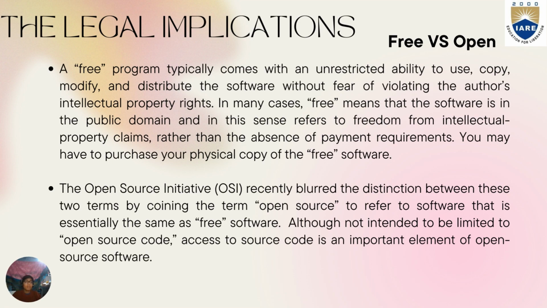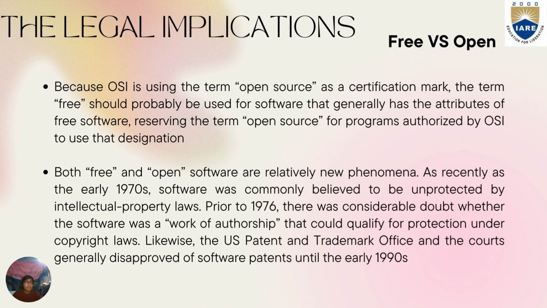The Open Source Initiative recently blurred the distinction between these two terms by wanting the term open source to refer to software that is essentially the same as free software, although not intended to be limited to open source code. Access to source code is an important element of open source software. Because OSI is using the term open source as a certification mark, the term free should probably be used for software that generally has the attributes of free software, reserving the term open source for programs authorized by OSI to use that designation. Both free and open software are relatively new phenomena.